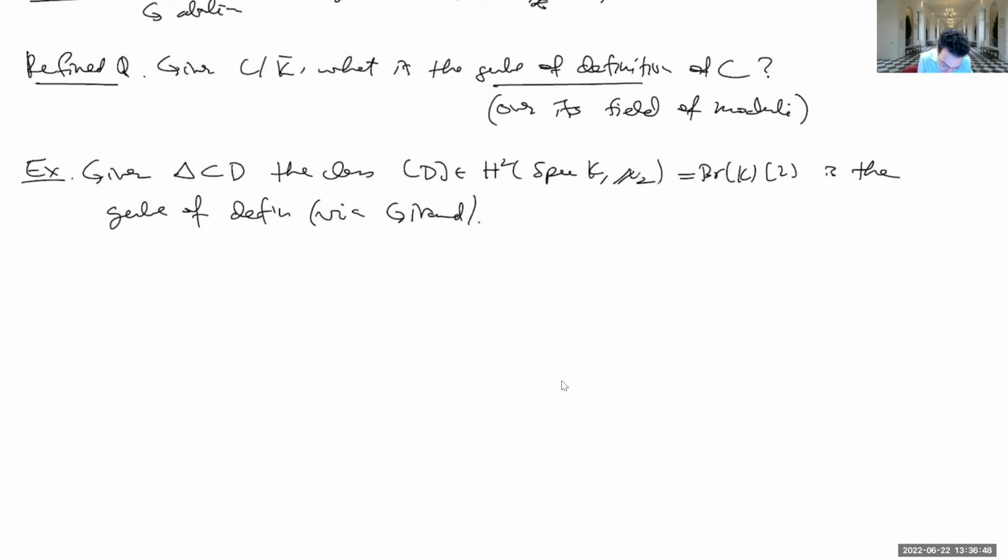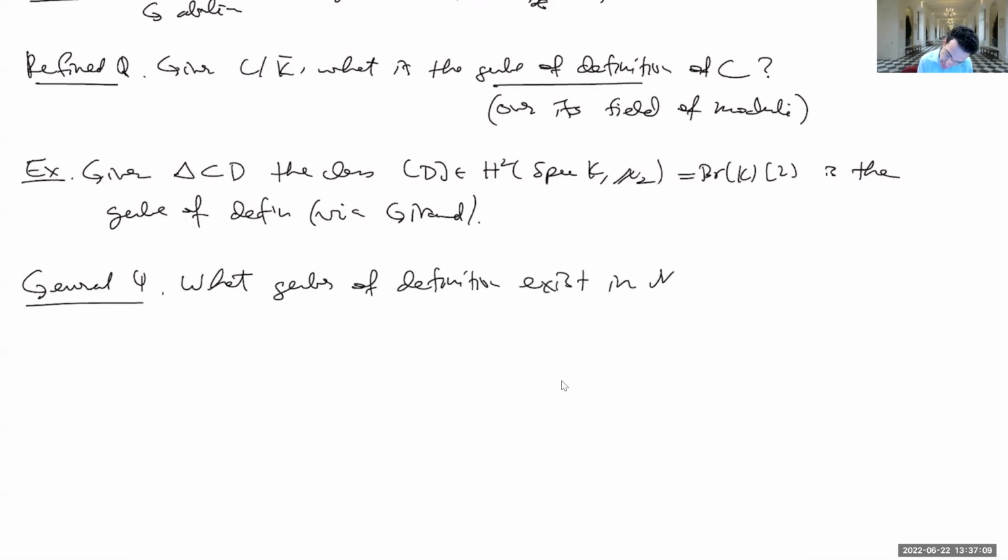Okay, so now a general question you could ask yourself is: what gerbes of definition exist in M? This is slightly different than what I said, and my answer is slightly wrong relative to how you might interpret this question, but I'm going to say it anyway because I think it's also probably true based on what we've understood so far. The answer is all of them.